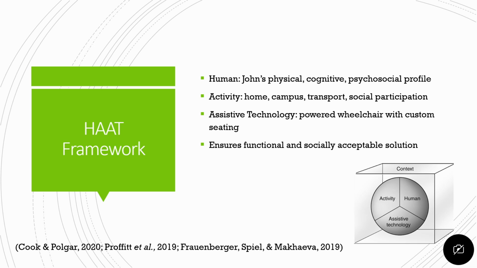The activity component examined the environment and tasks John needs to navigate, including his home, campus, transport, and social contexts. Each activity presents distinct challenges, from tight indoor spaces to uneven outdoor spaces, which must be considered to ensure the solution is versatile and practical. The assistive technology component focused on a powered wheelchair in this case, with key features like custom seating for comfort and postural support. This ensures functional and socially acceptable solutions for John and ensures that we successfully support him to enhance his quality of life.